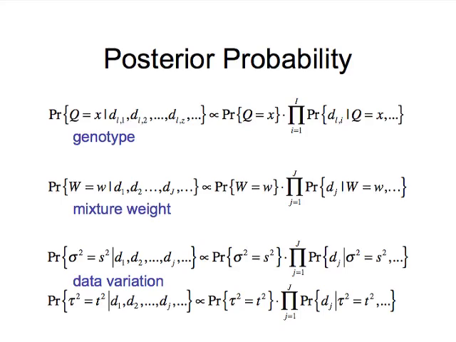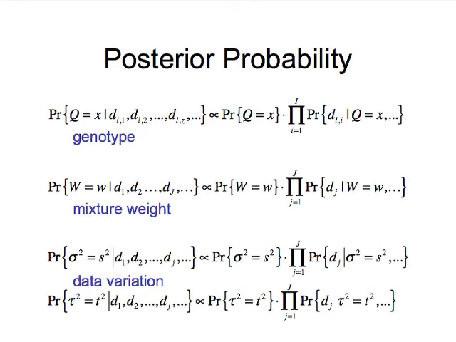The result of all this probability modeling and statistical computation is that the TrueAllele system can compute the posterior probability for all of the many hundreds of different parameters that it models. For example, the posterior probability of a genotype, that Q has some allele pair value X, conditioned on the data, is proportional to the prior times the likelihood. In the next line, we see that the posterior distribution for each mixture weight variable is proportional to the prior of mixture weight times the likelihood.